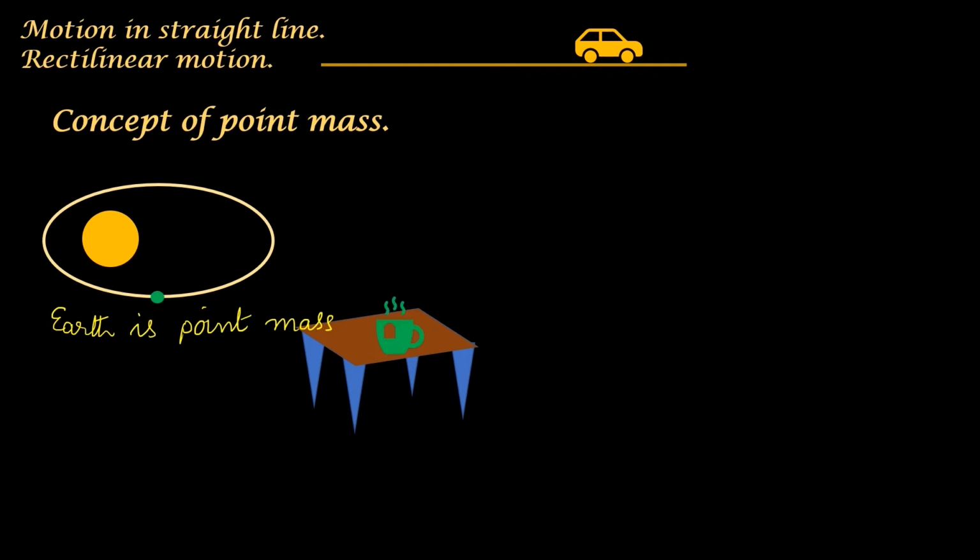A teacup rests on this table, and if it slips down, the distance traveled by it is much smaller than its size. So, the cup cannot be considered as a point mass in this case. Distance traveled by the cup is only this much, short distance. The size is much bigger. Now, let me note it down. Cup is not a point mass in this case.